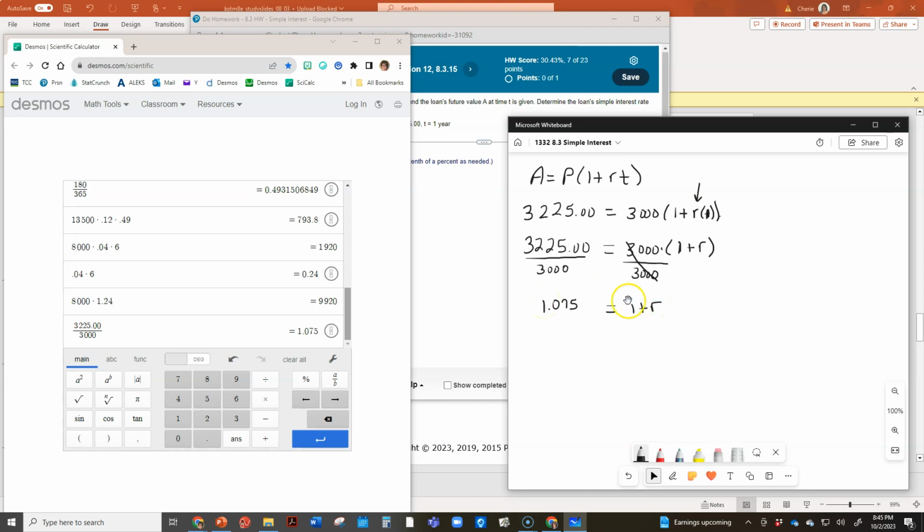Now I don't have R isolated. This R is being added to 1, or 1 is being added to R. So I want to make that 1 go away. The inverse operation of adding 1 is subtracting 1. If I subtract 1 from the right side of the equal sign, I have to subtract 1 from the left side to maintain equality. Positive 1 and negative 1 add to 0, so 0 plus R is just R. Take 1 away from 1.075 and you're left with 0.075. So that is my interest rate written as a decimal.